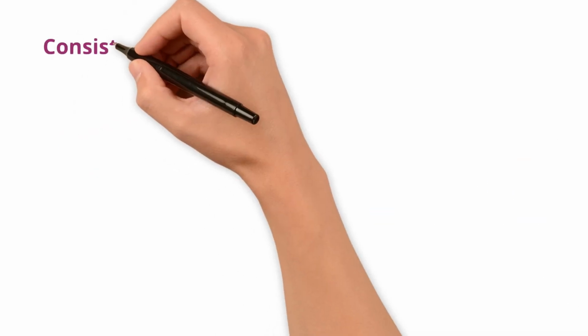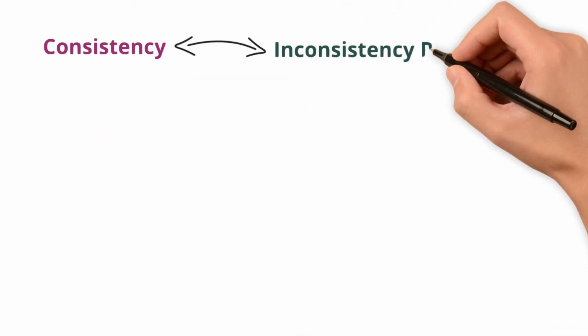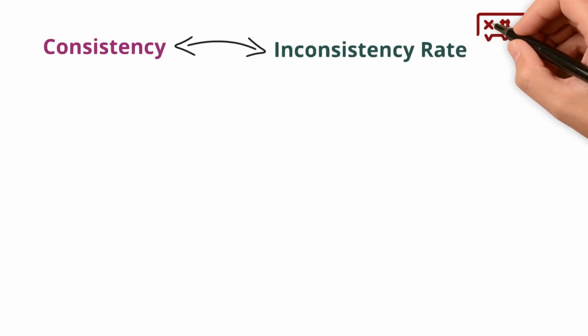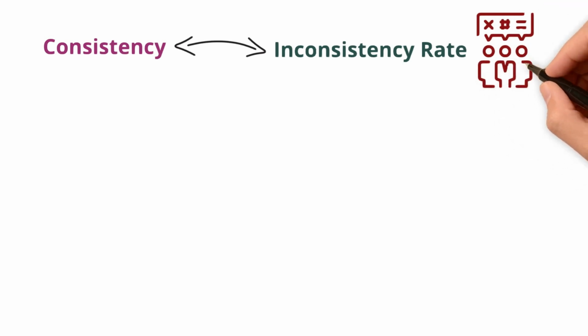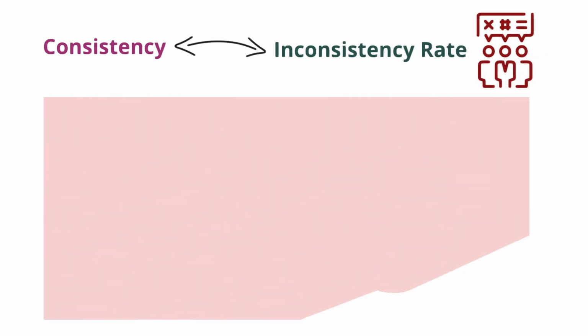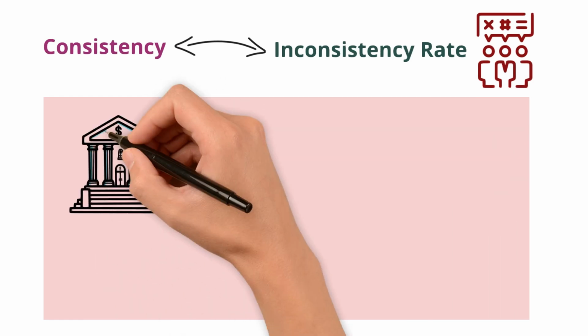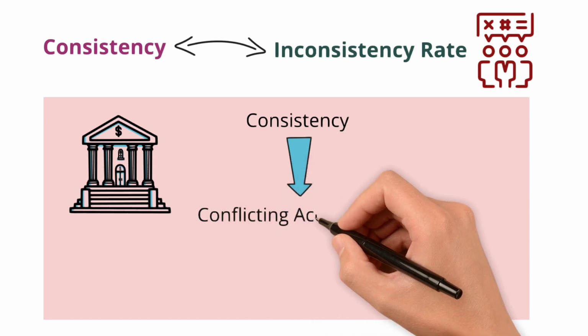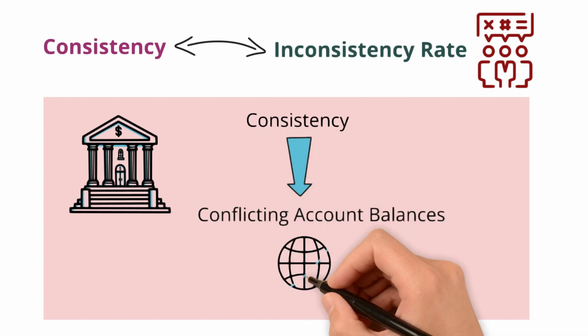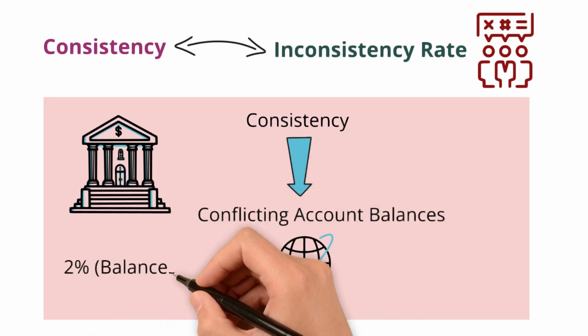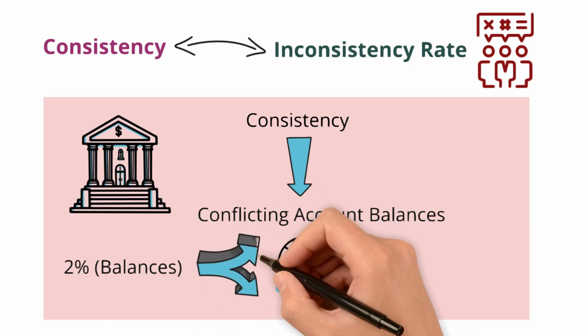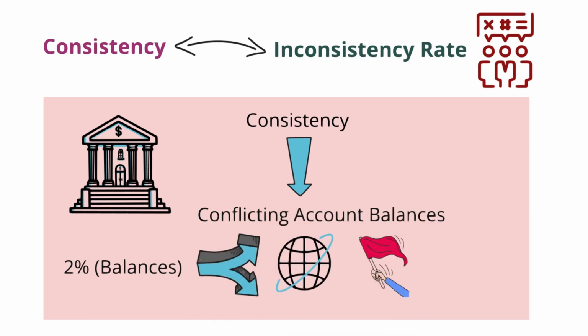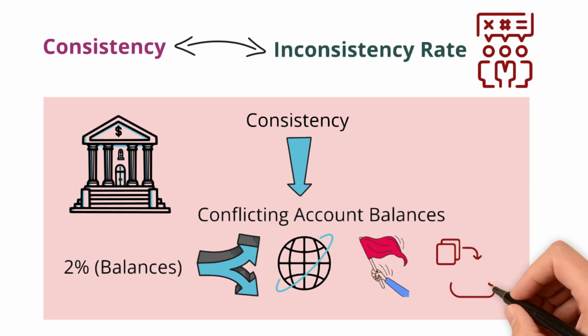For consistency, you could use the inconsistency rate as a metric, which identifies conflicting records across multiple datasets. Example, in a banking system, consistency could be tracked by checking for conflicting account balances across regional systems. If 2% of balances differ between systems, it's a red flag for the IT team to investigate data synchronization issues.